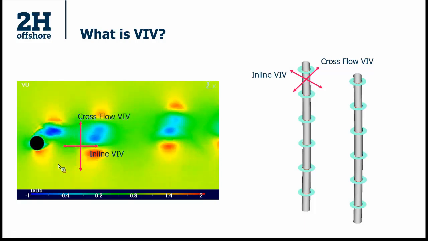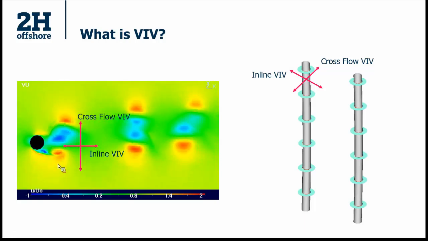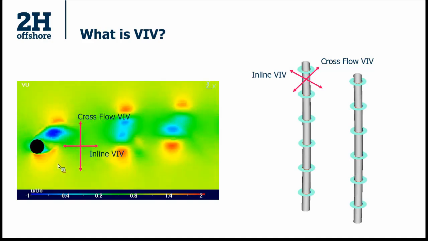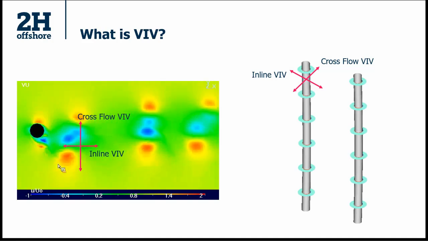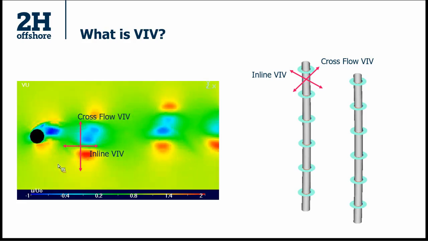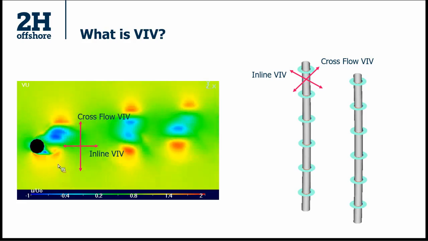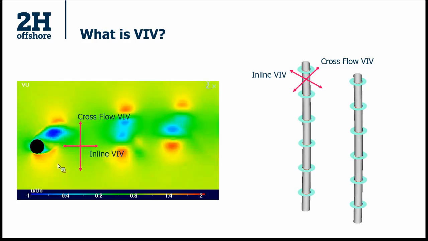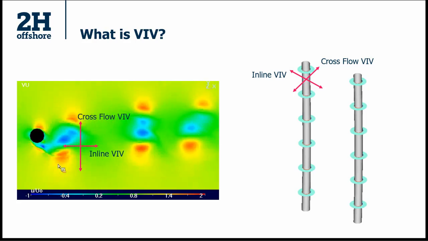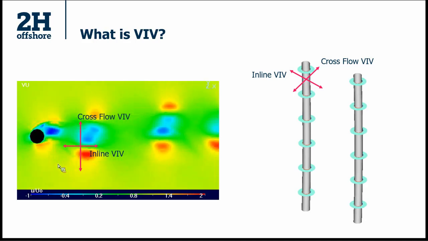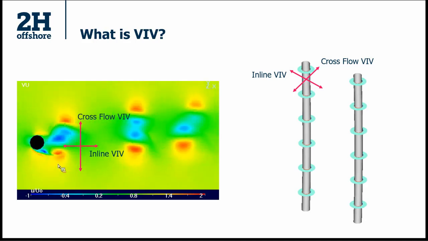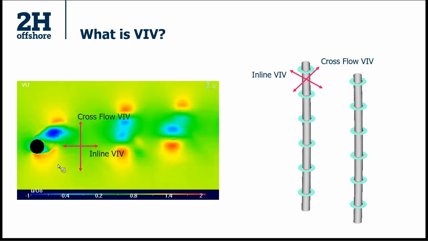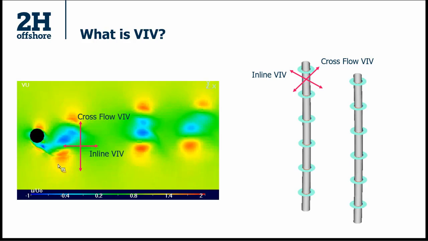VIV stands for vortex-induced vibration. In this animation, you can see a flow of current going from left to right, and the black circle is a cylinder. When you have flow over a pipe, you get vortex shedding because of flow separation, and this vortex shedding occurs at a periodic frequency. Hence you get periodic pressure fluctuations across the diameter of the pipe, which causes the pipe to vibrate in a direction perpendicular to the flow of your current.